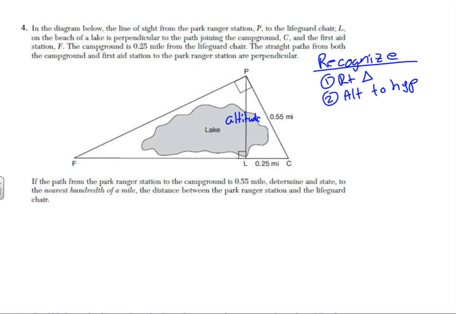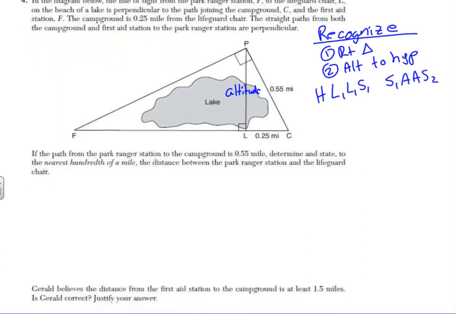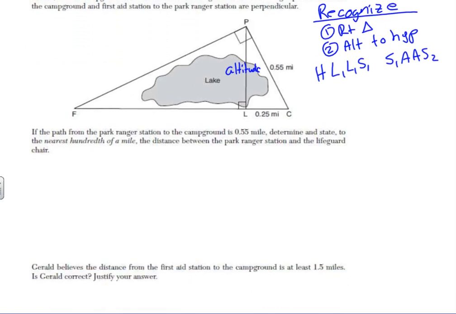Okay, so we want to be thinking hills and SAS. Okay, we want to be thinking those things in this question. All right, so if the path from the park ranger station to the campground is 0.55 miles, determine and state to the nearest hundredth of a mile the distance between the park ranger station and the lifeguard chair. Okay, so we are trying to find the park ranger station, which is P, to the lifeguard chair, to the nearest hundredth.